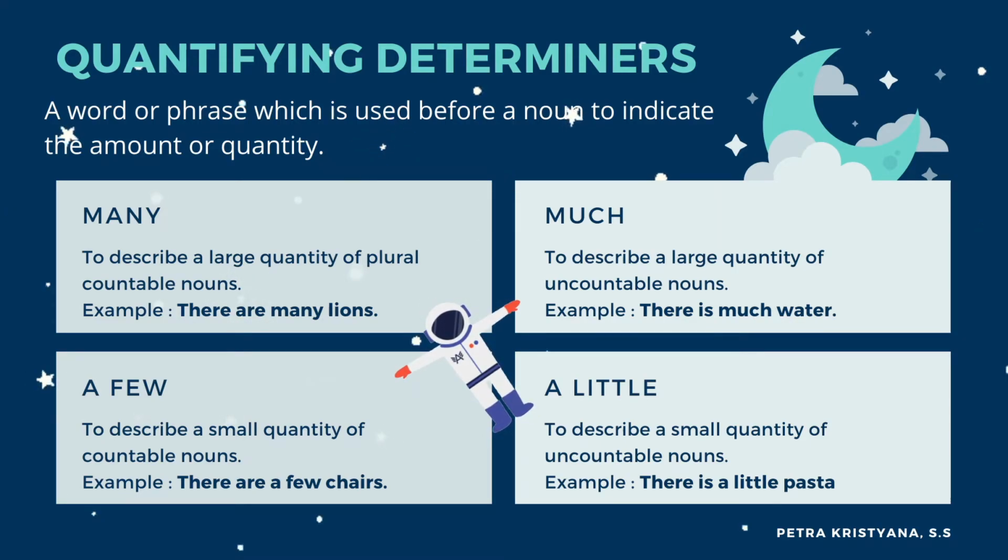So you must use a few. But for a little, it is used to describe a small quantity of uncountable nouns. Jadi untuk menunjukkan sedikitnya jumlah suatu kata benda, tetapi benda tersebut harus yang tidak bisa dihitung. Okay, and then for example, there is a little pasta. Pasta in here is an uncountable noun.